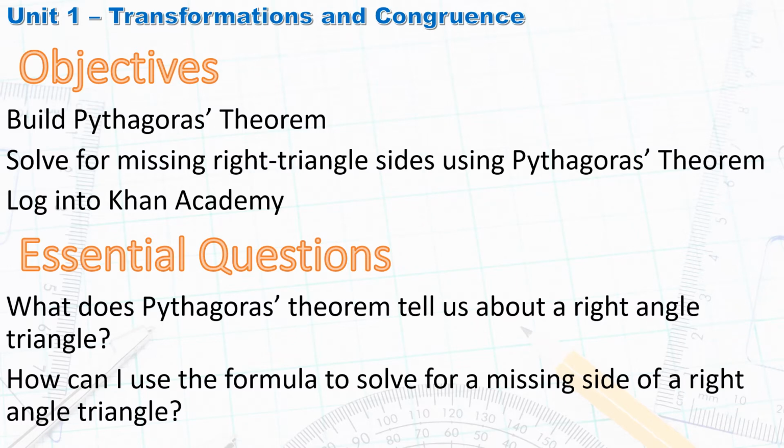Central questions: what does Pythagoras' theorem tell us about right-angled triangles? And then how can I use the formula to solve for a missing side of a right-angled triangle? Let's go.